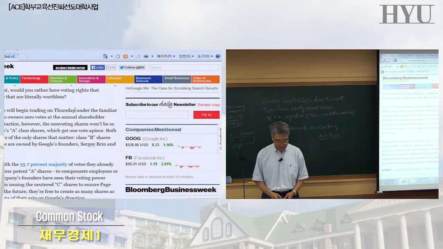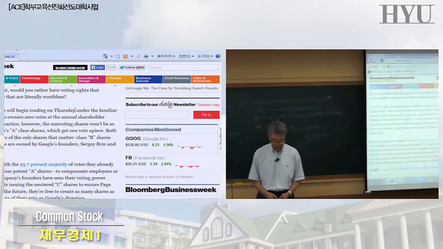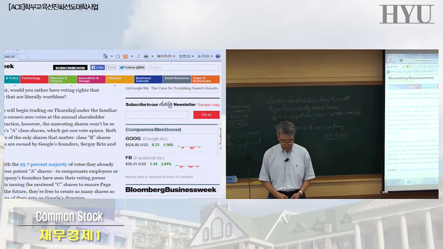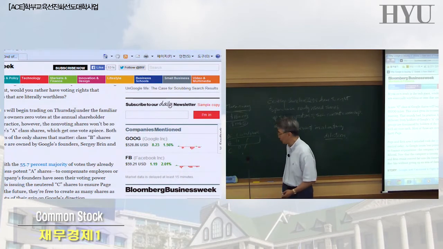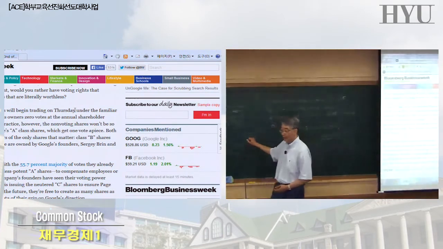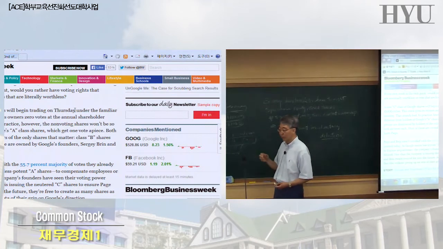Now, Page and Brin aren't satisfied with the 55.7% majority of votes they already control today. As Google issued less potent A shares to compensate employees or to finance acquisitions, the company's founders have seen their voting power diluted. So the reason why they issued the new C share was, they have a clear majority right now, almost 56% of the votes, and with that, they can do whatever they want.